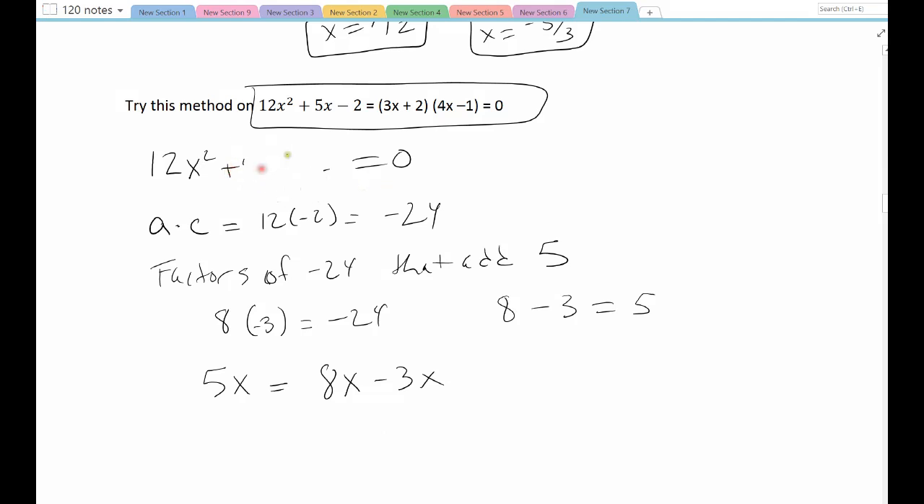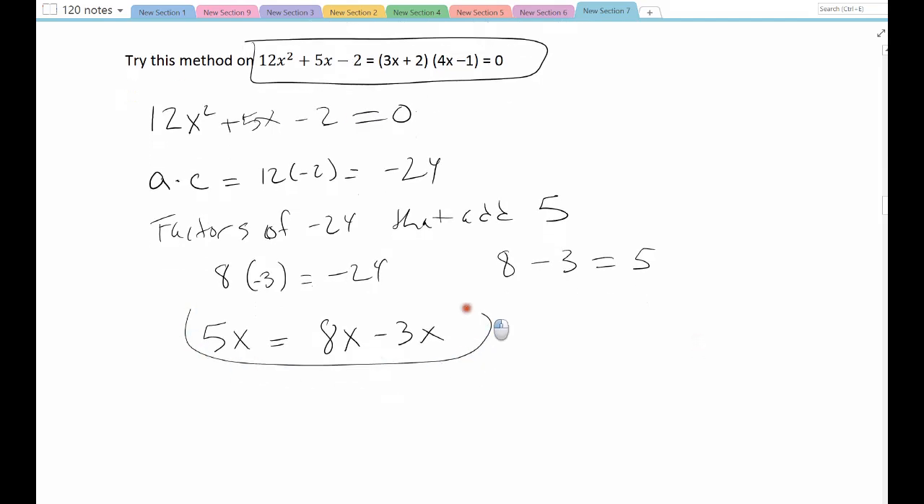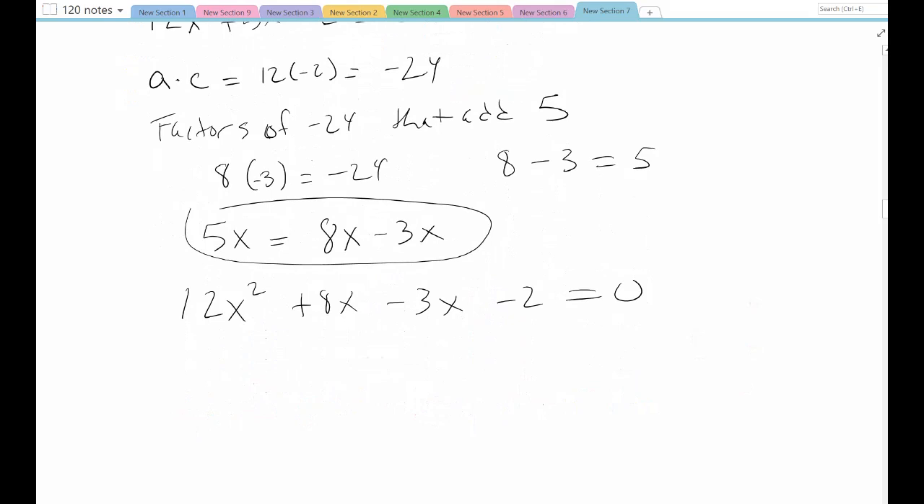So again, we're going to do a substitution step. And so this is what we're going to substitute out. So I get 12x squared plus 8x minus 3x minus 2 still equal to 0. And then I group them. All right, so I'm going to group the first two together, the 12x squared plus 8x, separated by a plus, and I'm going to group the negative 3x minus 2.